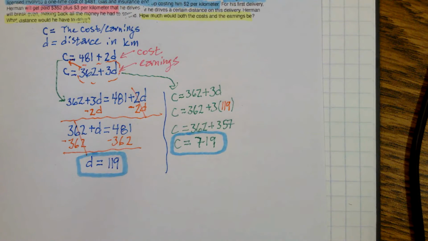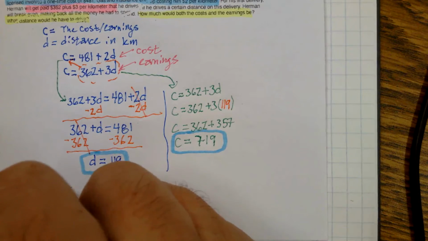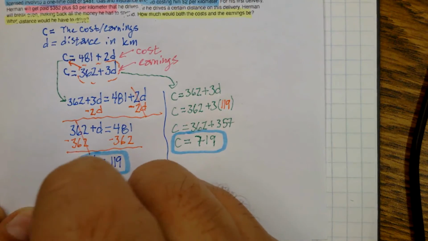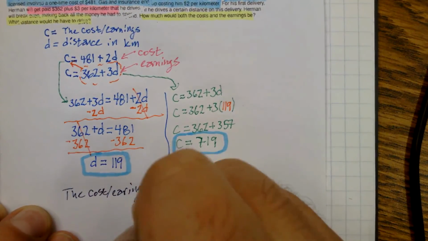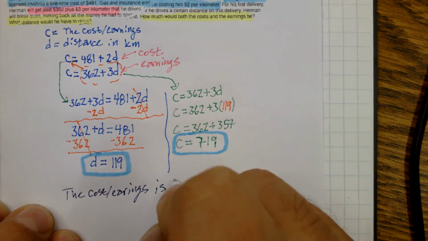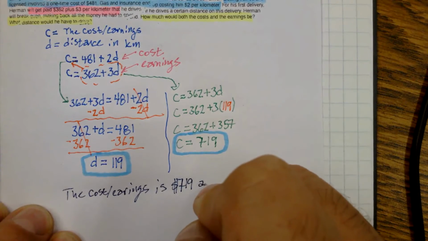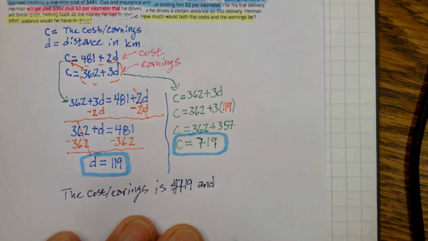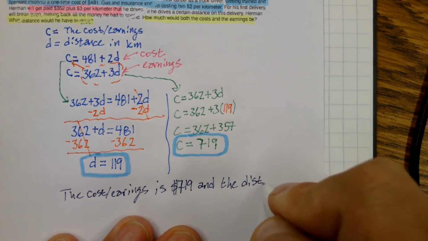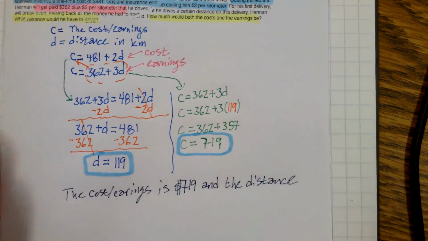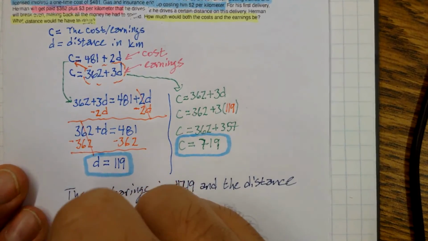All right, so let's go ahead and answer this. The cost / earnings is $719, and the distance is 119 kilometers.